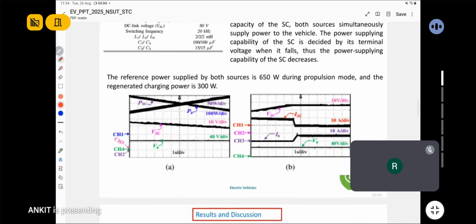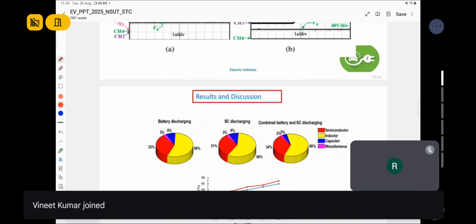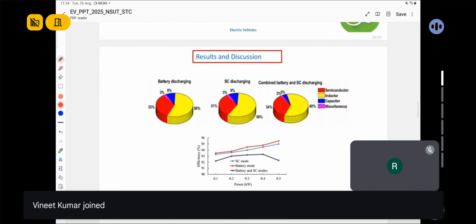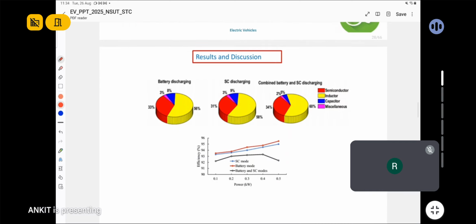So this is the real-time implementation diagram. Whatever I have shown in the simulation, exactly the same is mimicked here with lower ratings. Now I will discuss the efficiency and loss analysis of this converter, which has been done in Matlab through analytical calculation.